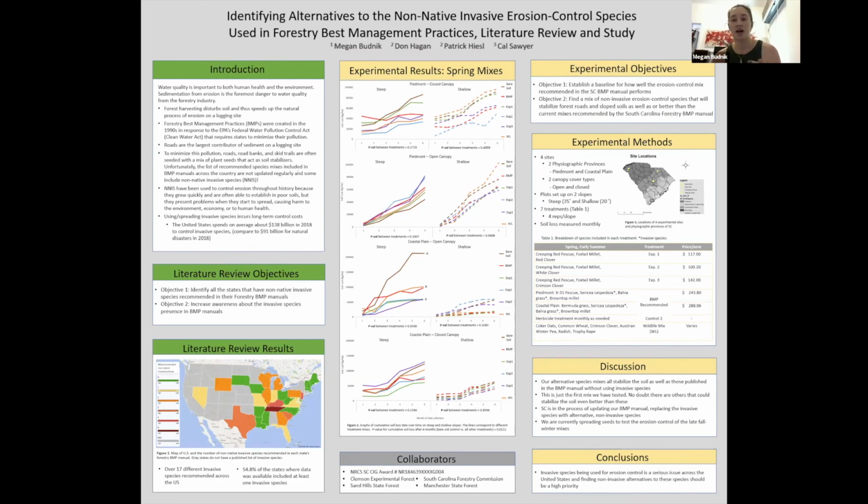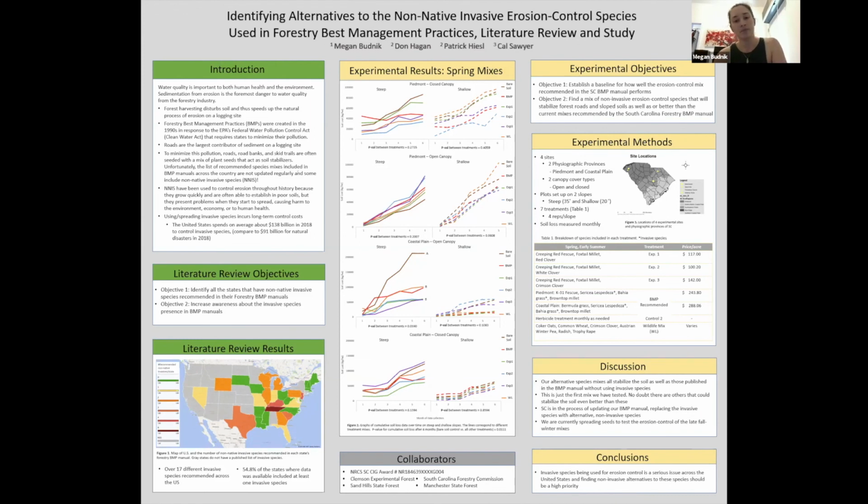So we constructed 3 different experimental mixes. I won't go into exactly what we put into them, but none of them have any invasive species in them. Then we had a couple controls, one that was a bare earth control, one was just volunteer. And then we also tested that against the recommended seed mixes that South Carolina uses across the state.